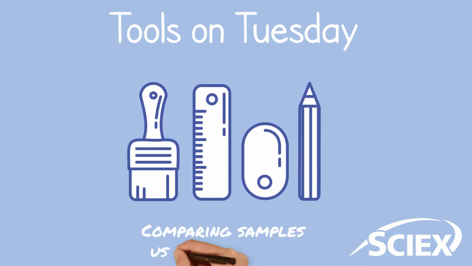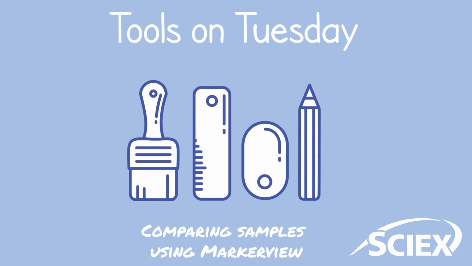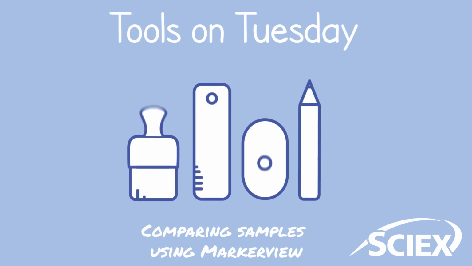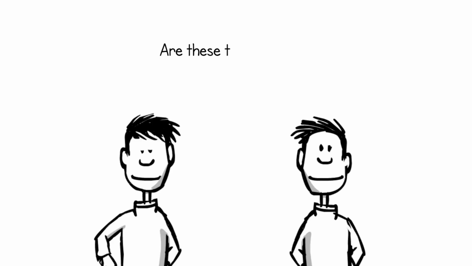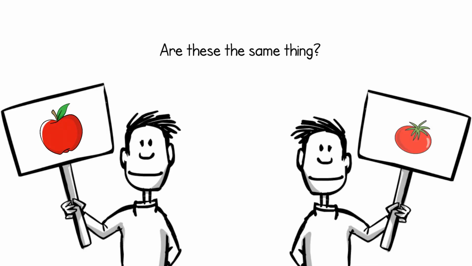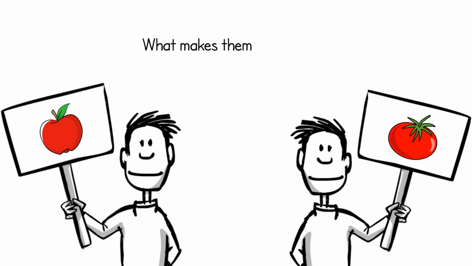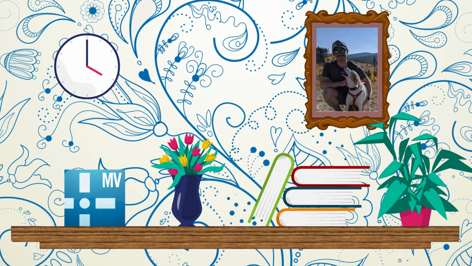Today we're going to be talking about comparing different samples using MarkerView. Now, we might find ourselves in a position where we have a group of samples that we want to compare to another group of samples. And we might want to answer a question like, are these the same thing? Or what makes these two sample sets different? And to do that, we're going to need a tool.